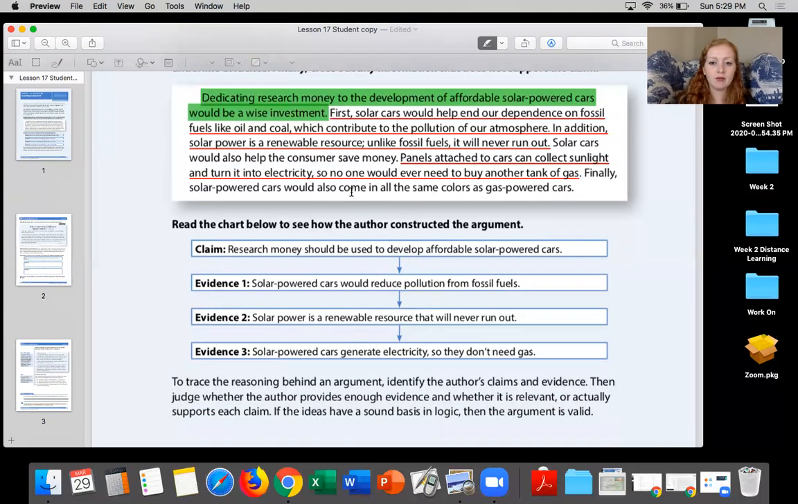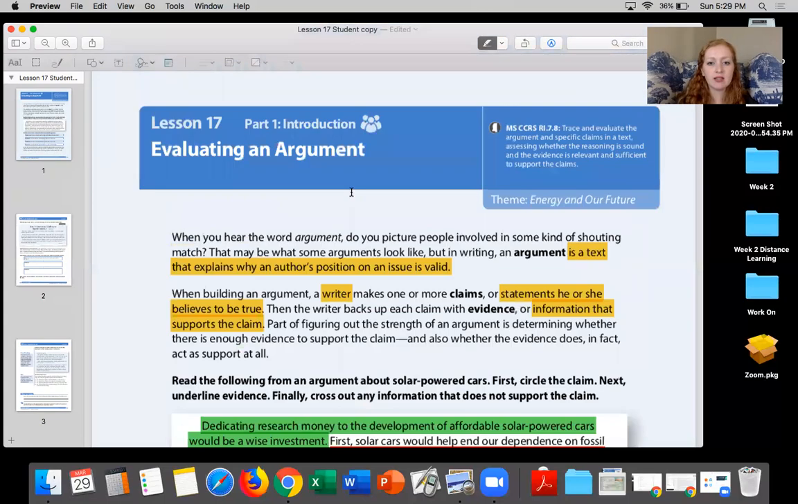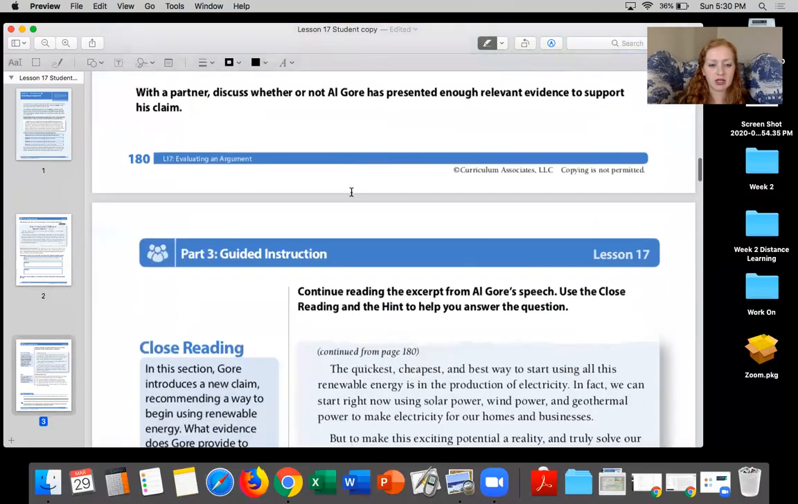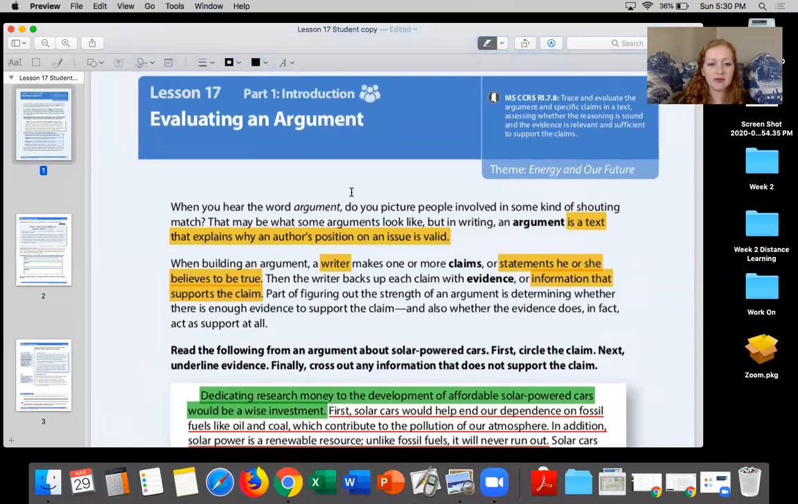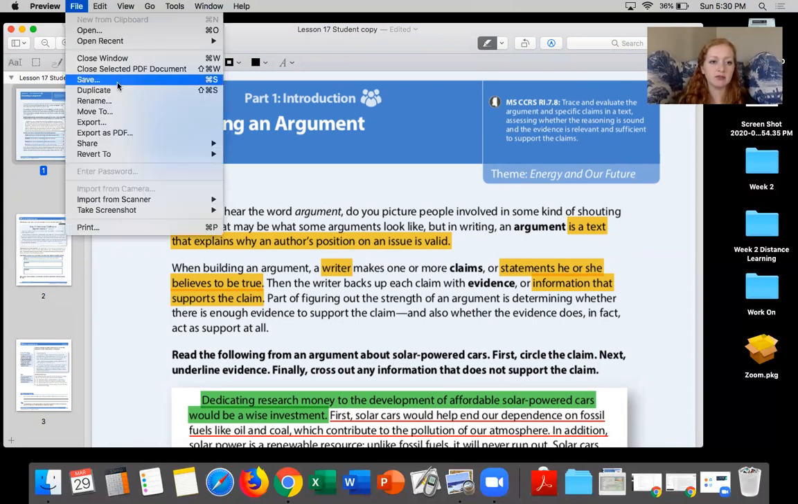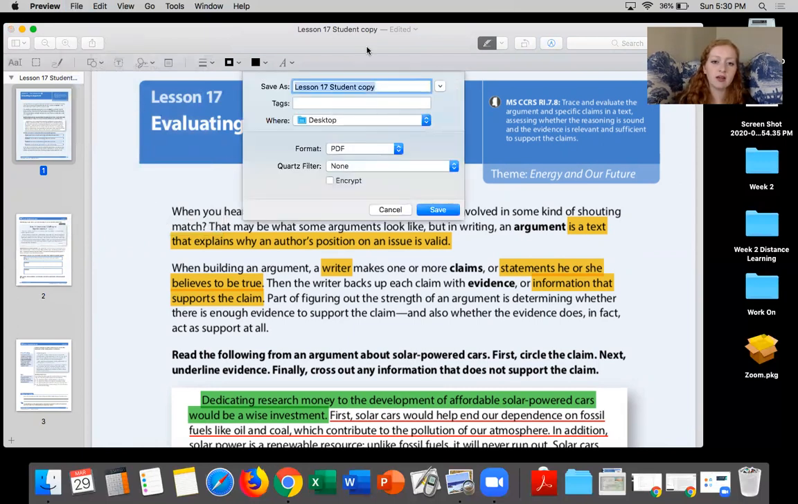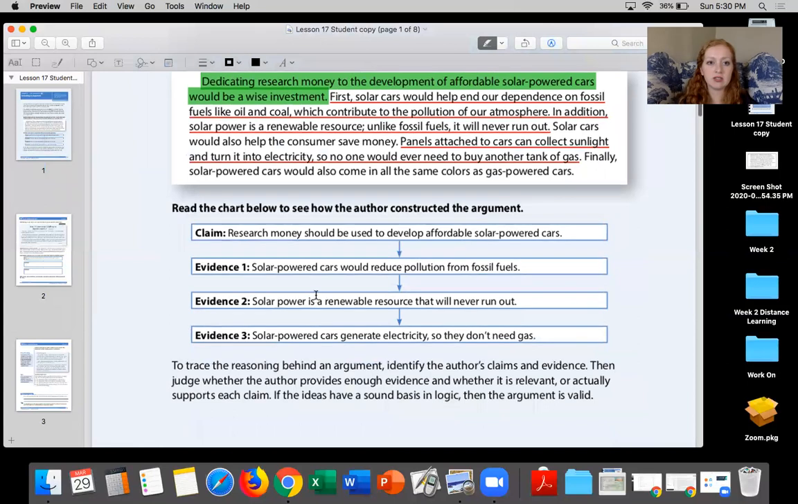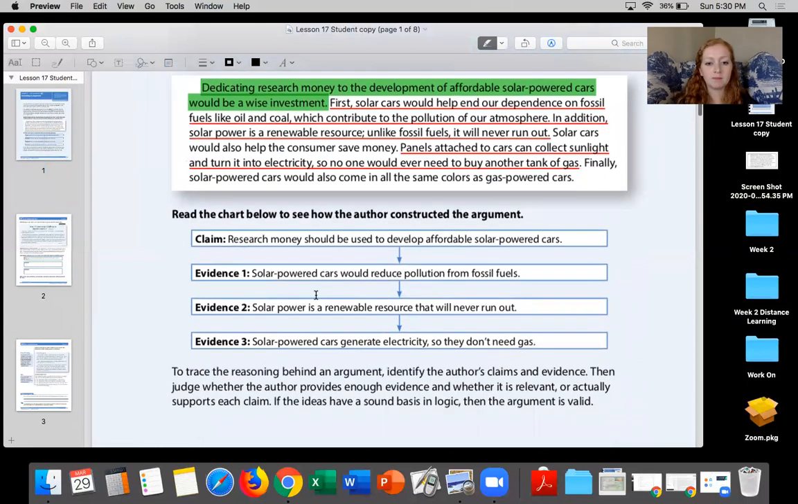Okay, we're going to stop now with this one. And the next video will be on the modeled instruction and the guided instruction. If you have questions about this, please just let me know. I had a few people last week who sent me pictures and those were really helpful. So if you could save this after you edit it. So I'll save, okay. There we go. It's saved. Then you could send it to me. So each time you edit it, save it, and then you can send it to me and show me that you've done it. And I would really appreciate that.